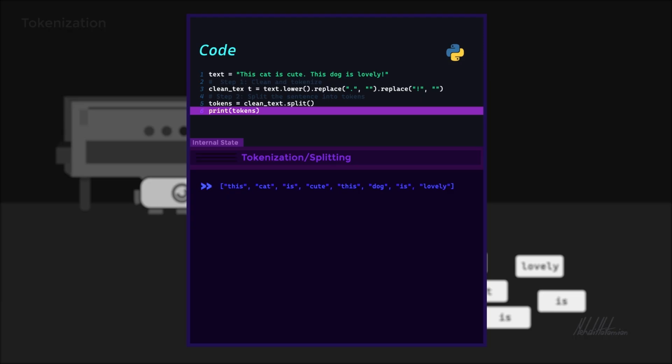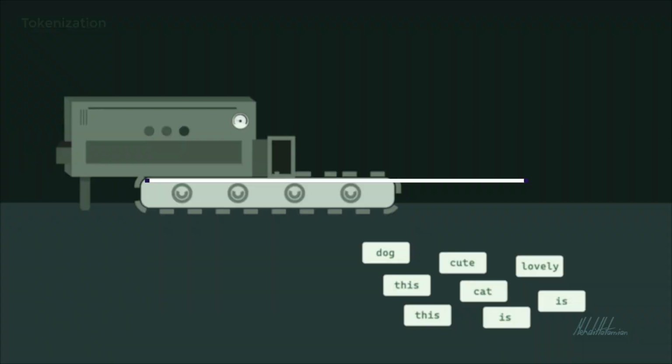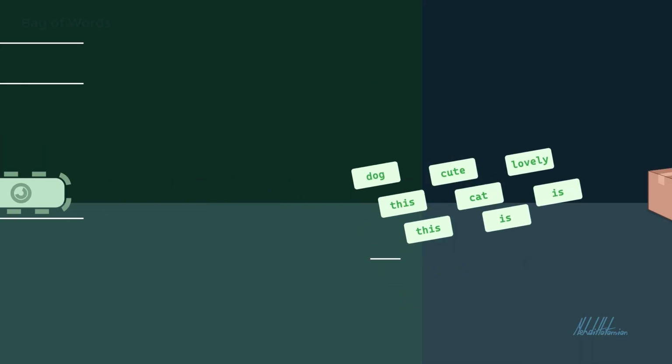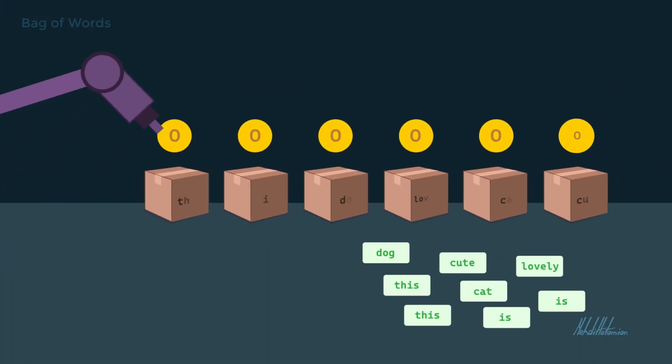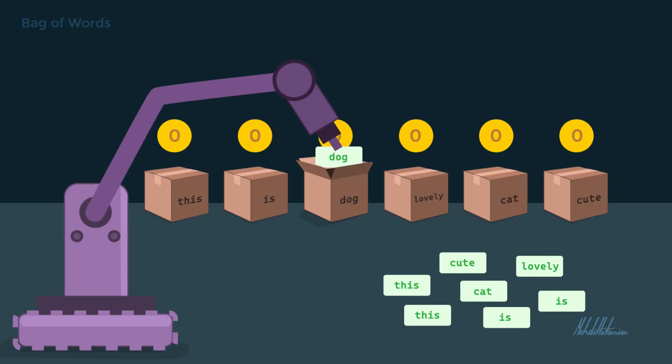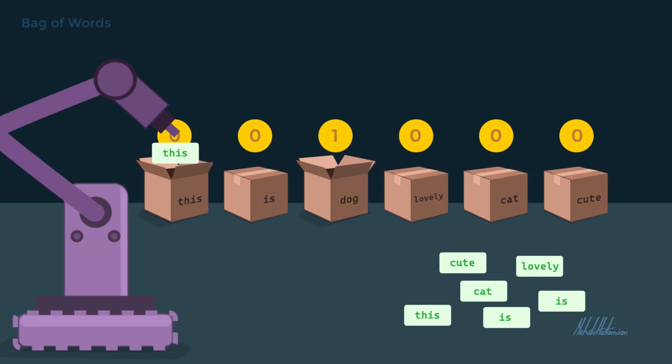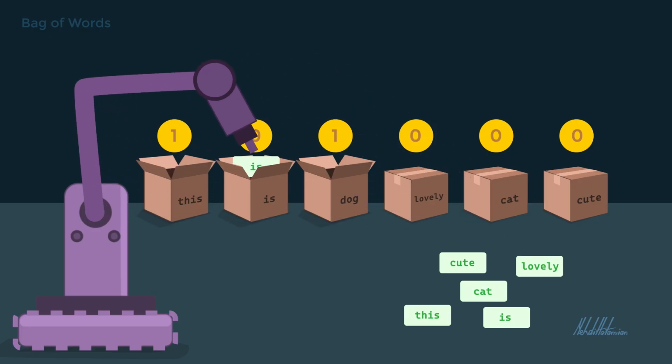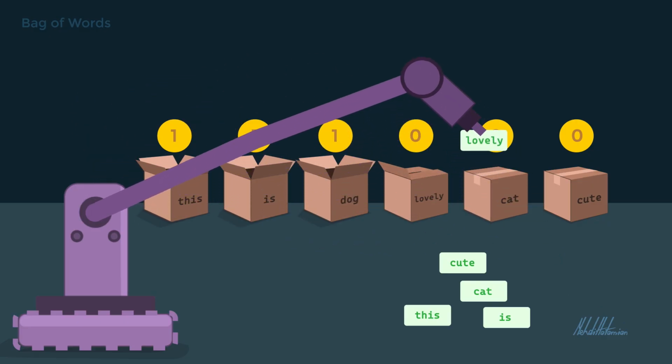Later on in this video, you will understand how a library such as spaCy can do these kinds of things automatically. Once we have our tokens, we can represent the whole string as a bag of words. This simply means we count how many times each word appears without worrying about word order. In our example, the words this and is appear twice and the rest appear once.